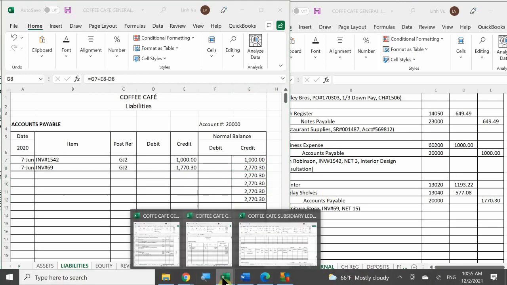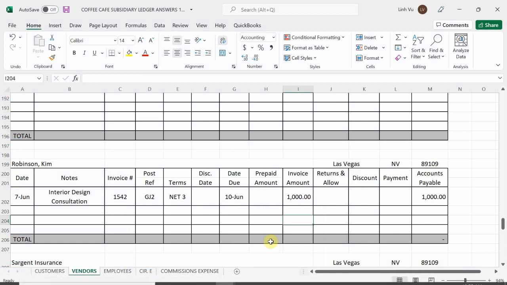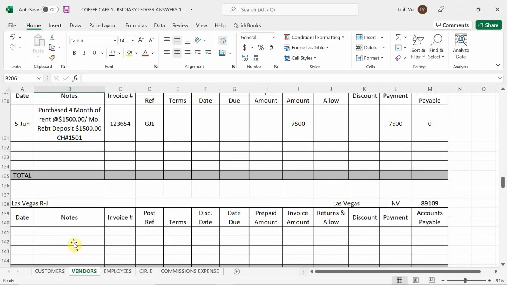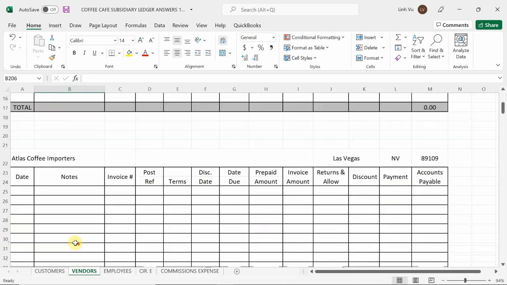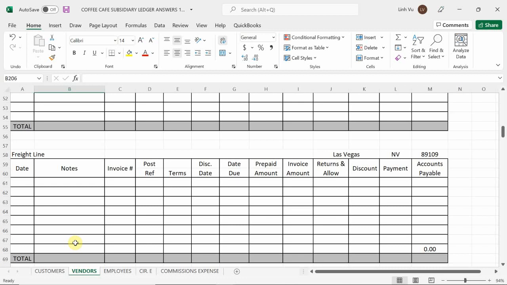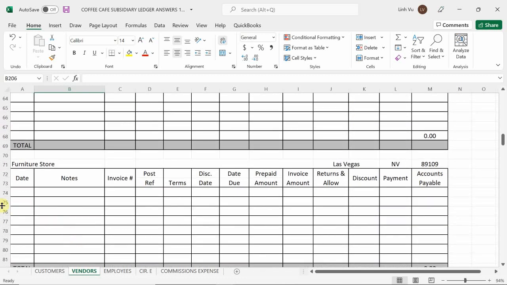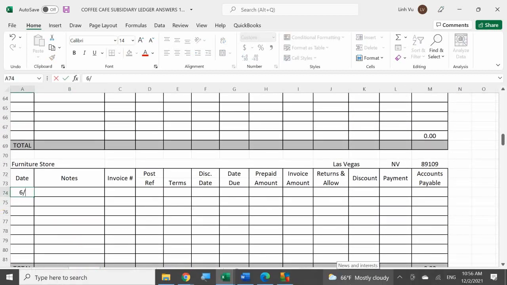Now, last but not least, we need to update our subsidiary ledger, because we received a bill from Furniture Store and we owe them money. So in this case, I'm going to locate Furniture Store. Okay, freight line, Furniture Store. The date that we received it was the 7th. What did I buy? I bought a counter and 5 display shelves.